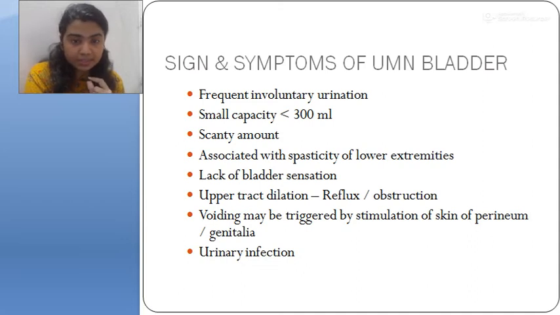Now, signs and symptoms are frequent involuntary urination. Small capacity means less than 300 ml to store the urine. Scanty amount, associated with spasticity of the lower extremities. Lack of bladder sensation. Upper tract dilatation, that is reflux or obstruction. Voiding may be triggered by stimulation of the perineum or genitals.